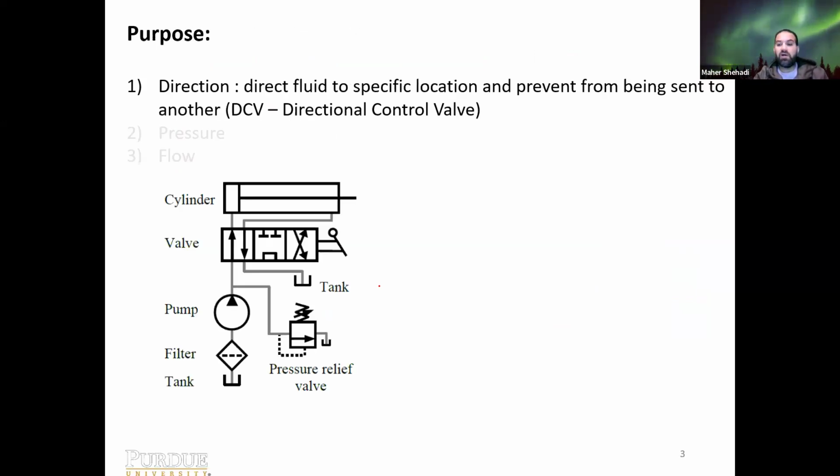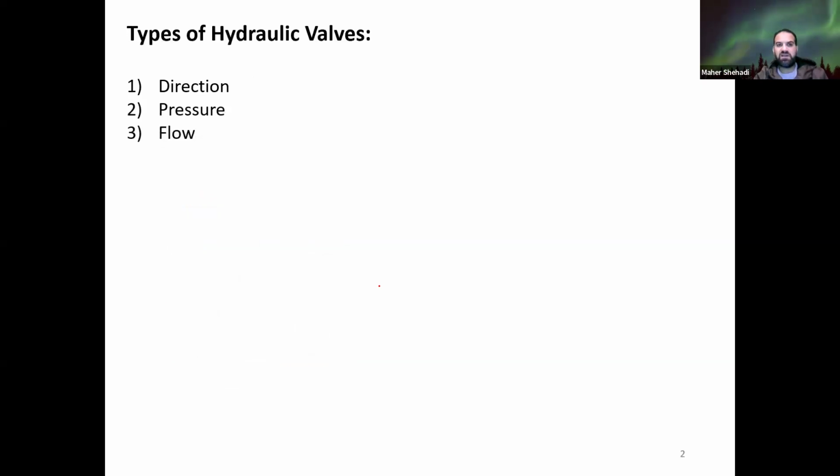A big note here: any hydraulic valve would have all these three, regardless of what the type or what the category is. If you have a valve and you're trying to control the flow, how much flow goes inside the line, then the main task or operation for that is to control the flow. But when you do this, it's going to create a pressure drop across that.